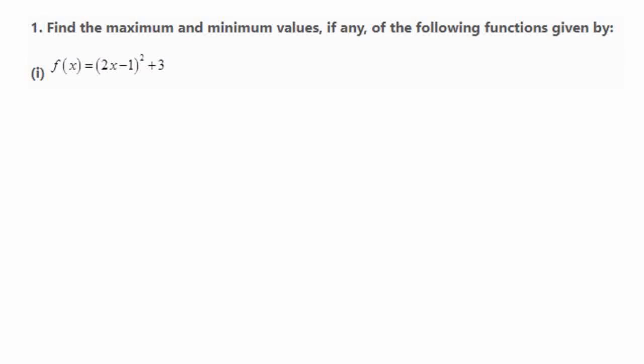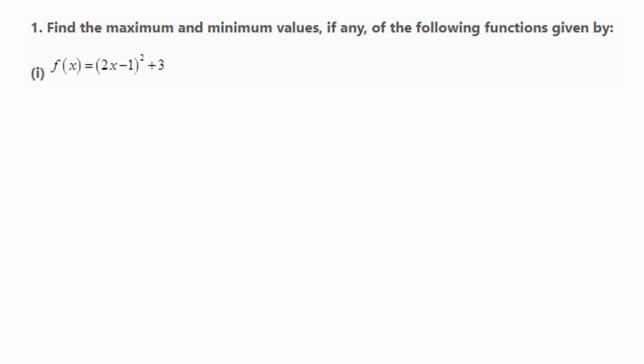Now here it is not mentioned whether absolute or local. So whenever they ask maximum and minimum directly, that means local only. If they ask absolute, then you can find absolute maxima and minima. Okay. So here we have to find local maximum and minimum. That means second order derivative test we should apply here.